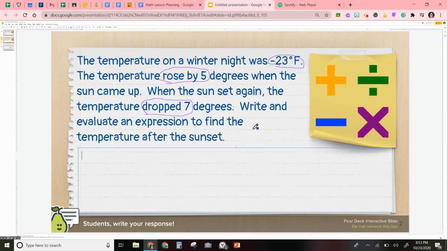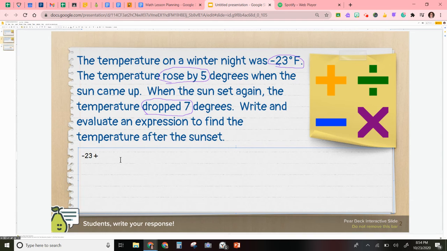This part says write and evaluate an expression to find the temperature after the sunset. All that means is that we are going to write and solve a math problem to find the temperature after sunset. So let's look at that together. We know that the first piece of information we circled was negative 23 degrees. So that's what we're starting with. Negative 23. And then our next piece of information says that it rose by 5 degrees. If it rose, that means add. It rose by 5 degrees.